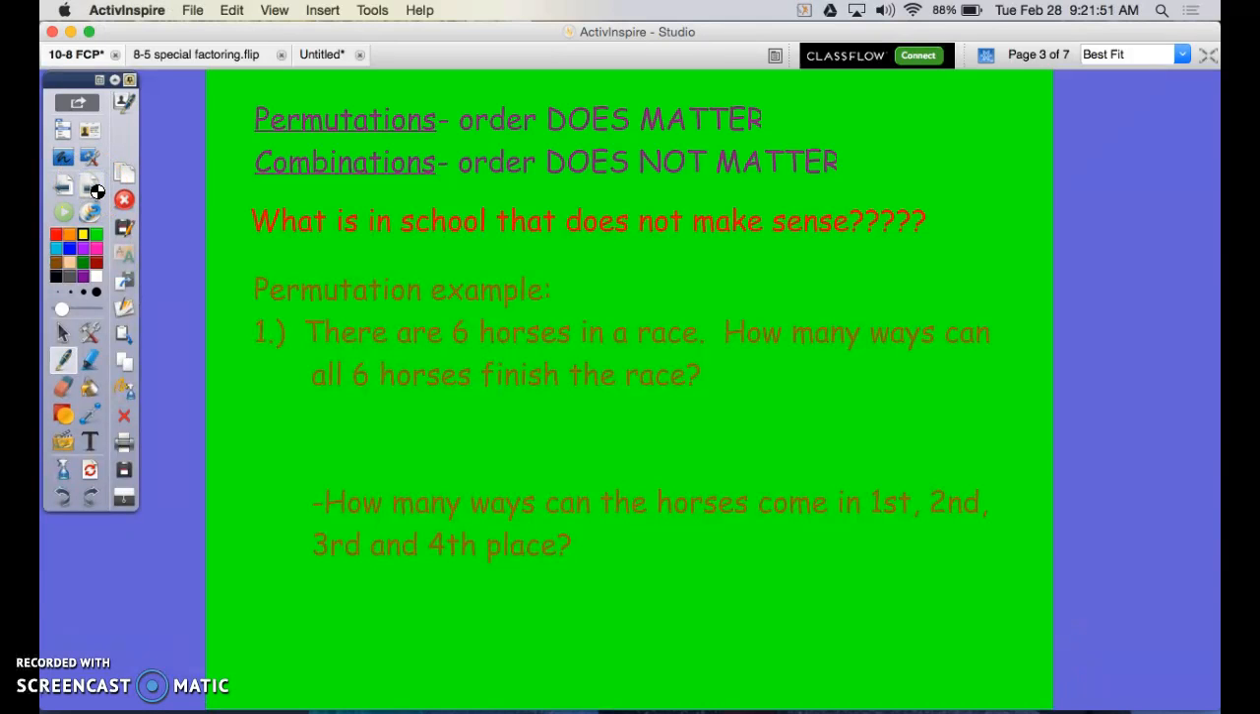All right, let's take a look at the next slide here. We have something called permutations and combinations. Plain and simple, a permutation is something where the order does in fact matter. A combination is an example of where the order does not matter.